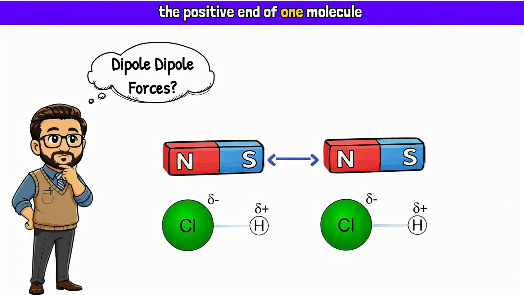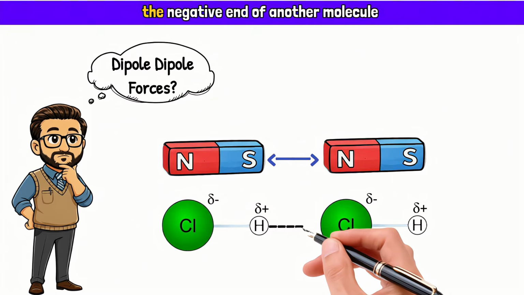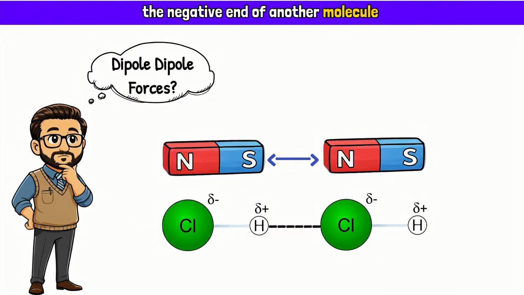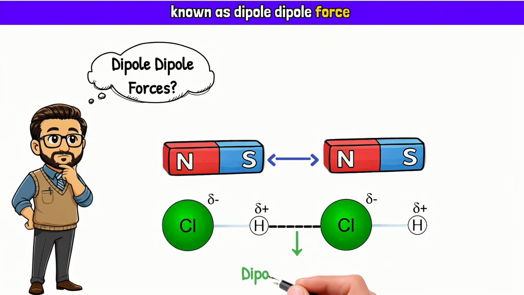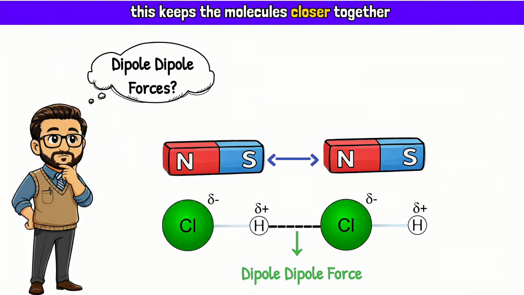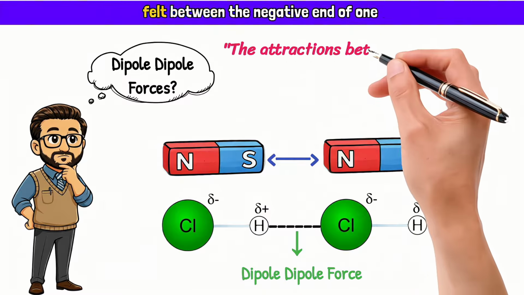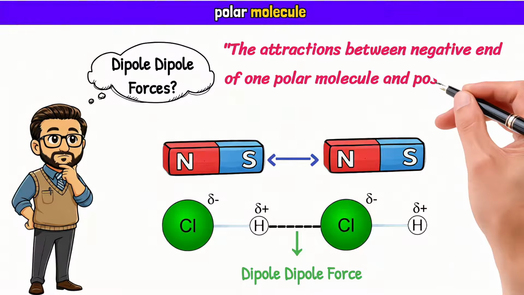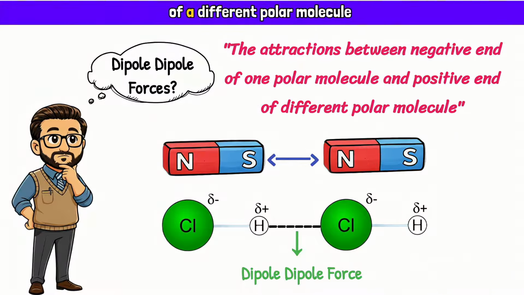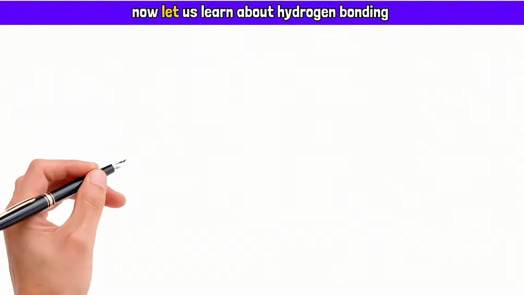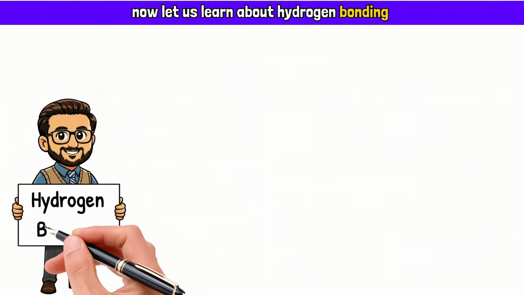The positive end of one molecule is attracted to the negative end of another molecule. This attraction between opposite sides is known as dipole-dipole force. This keeps the molecules closer together. So dipole-dipole forces are the attractions felt between the negative end of one polar molecule and the positive end of a different polar molecule. Now, let us learn about hydrogen bonding.